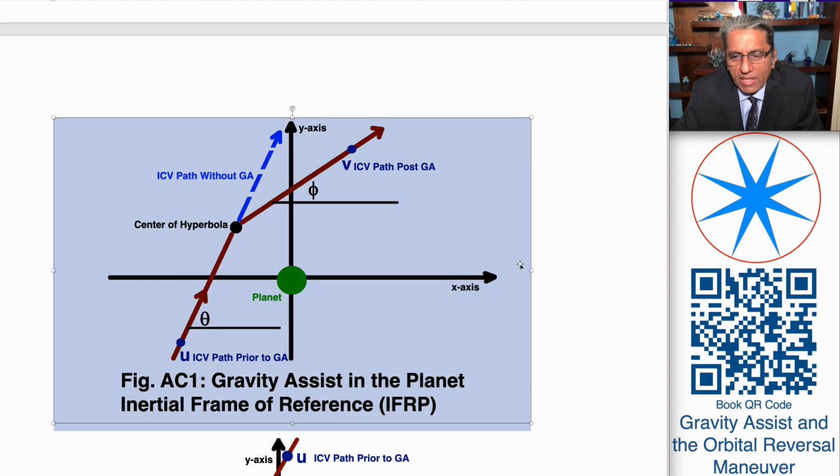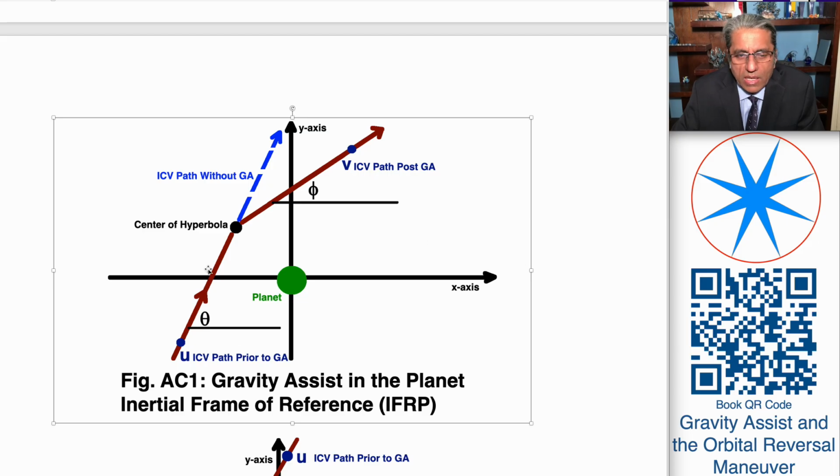But I'm just approximating it, drawing, I'm just kind of continuing the asymptotes. And then the point where they meet is the center of the hyperbola. So what you have by moving to the inertial frame of reference for the planet is the path of the spacecraft, which you know is a hyperbola.